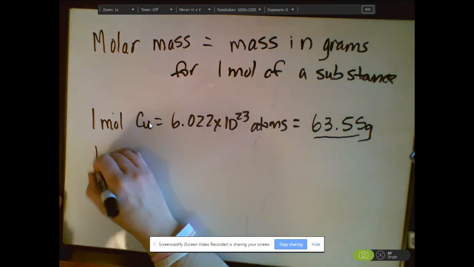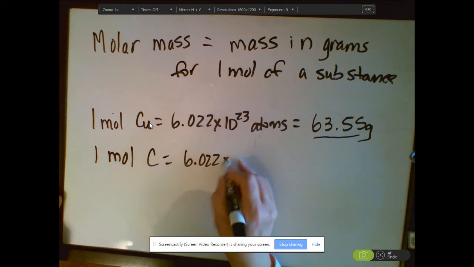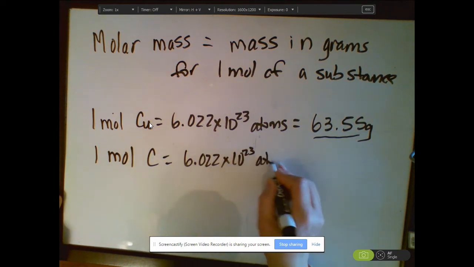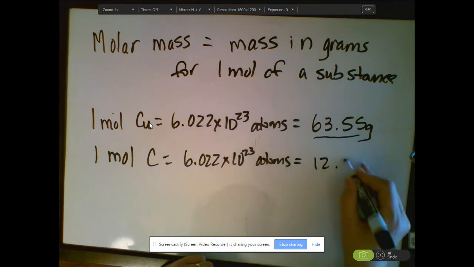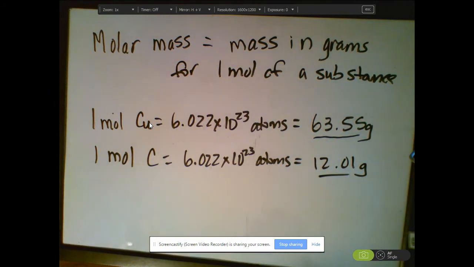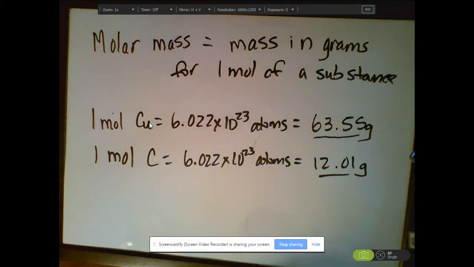comes from. Let's look at a mole of carbon, and a mole of carbon equals 6.022 times 10 to the 23rd atoms of carbon. But instead of it being 63.55 grams like copper, a mole of carbon is actually 12.01 grams. So the mass of a mole of carbon is different from the mass of 1 mole of copper. They both are 6.022 times 10 to the 23rd atoms, but you can see that a mole of copper is much heavier. Pause the video again and see if you can see the pattern now, if you couldn't see it the first time.